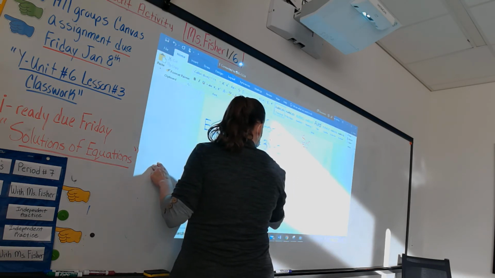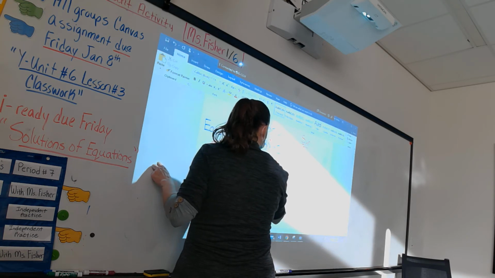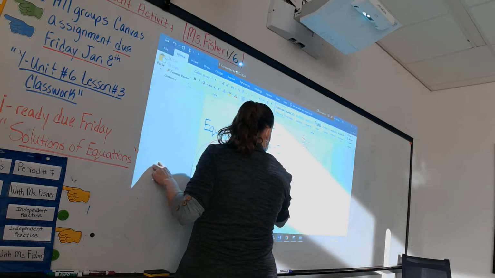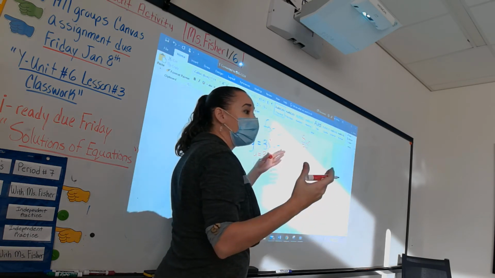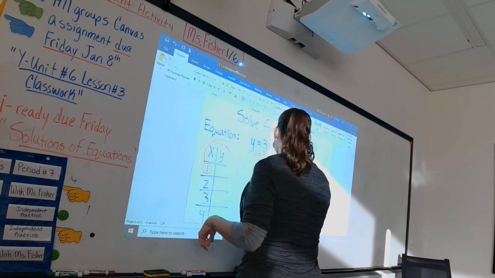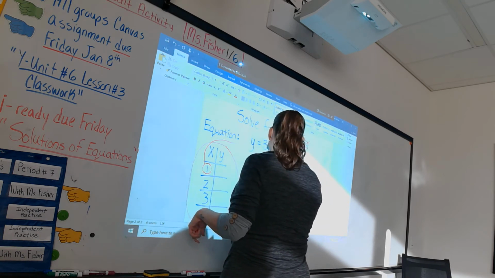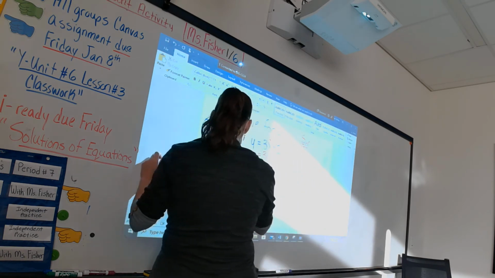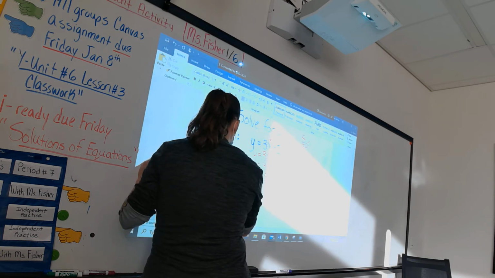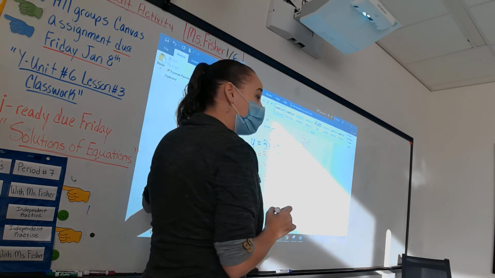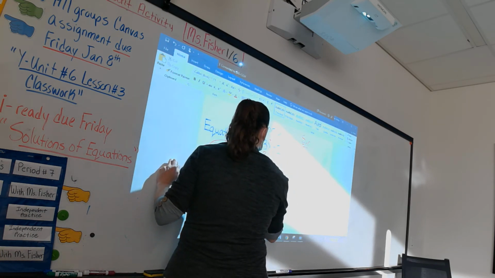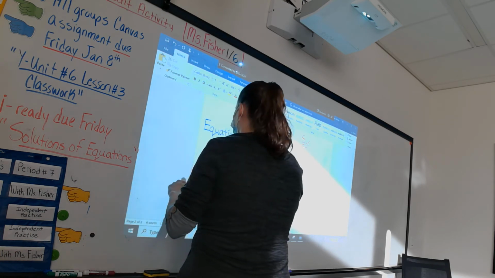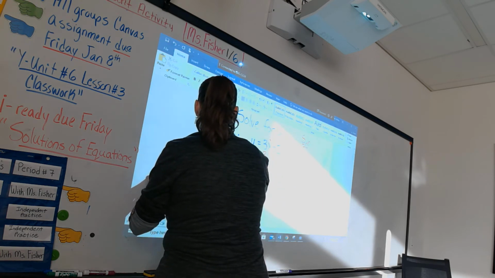Okay? Y equals 3 plus 2. And why is it 3 plus 2? Because 3 times 1, any number times 1 is itself. Okay? So y equals 5. So for the first one, when you input 1, the output is 5. Okay? When you input 1, the output is 5.